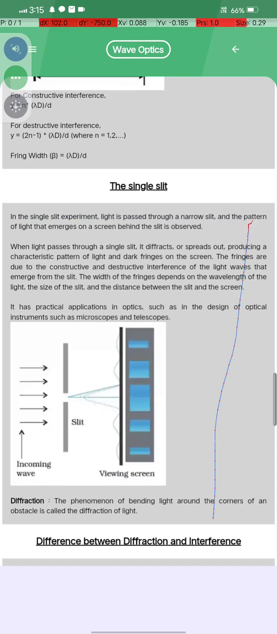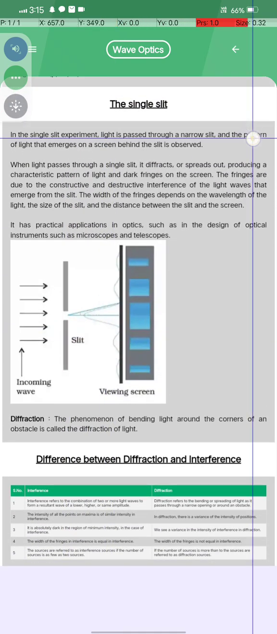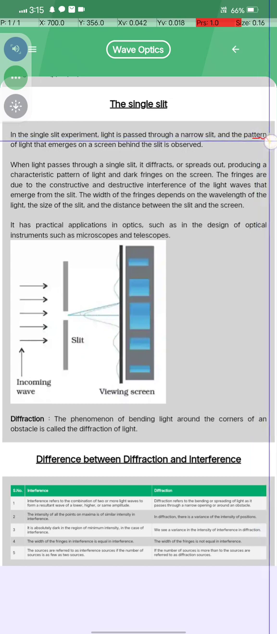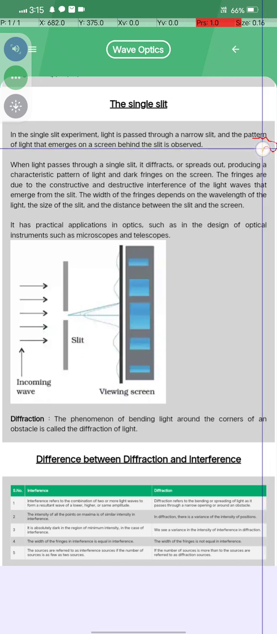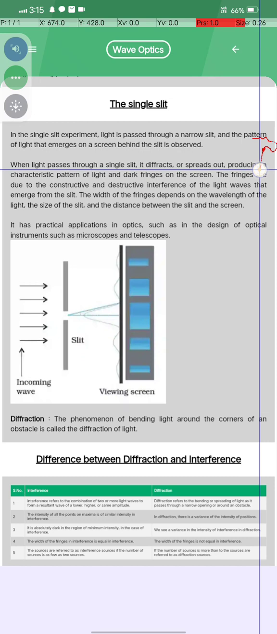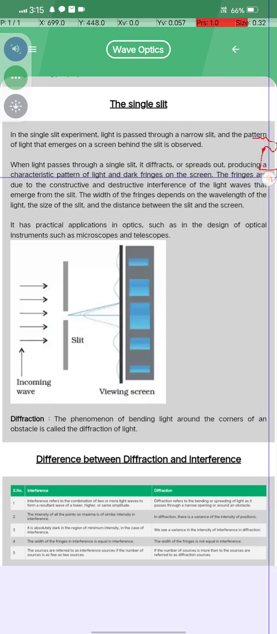अब देखो सिंगल स्लिट क्या होता है। देखो, in the single slit experiment, light is passed through a narrow slit and the pattern of light that emerges on a screen behind the slit is observed. When the light passes through a slit, it diffracts or spreads out, producing the characteristic pattern of light and dark fringes on the screen.